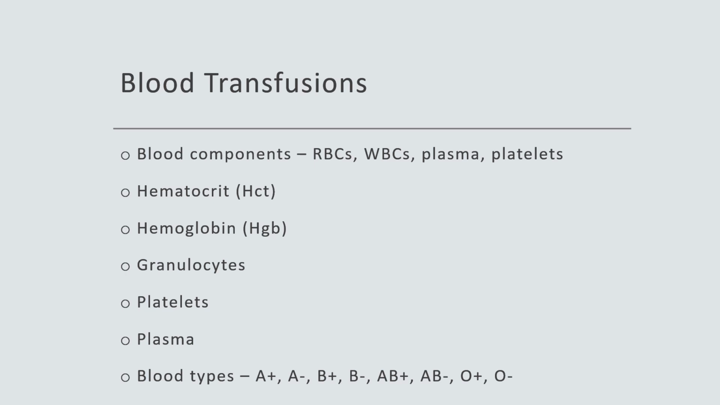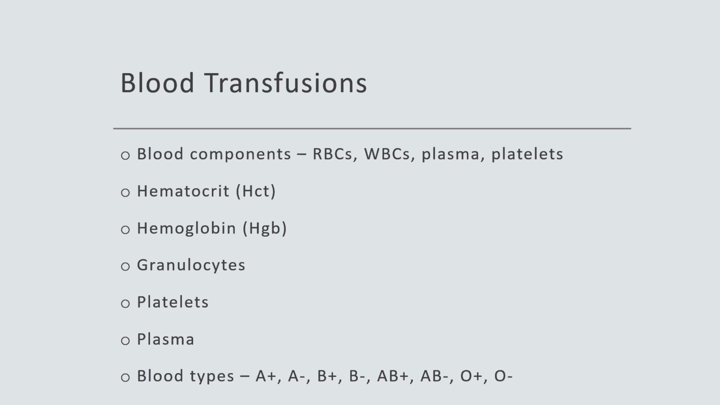Hematocrit is the percentage of whole blood that is made up of red blood cells. Hemoglobin is the capacity of the red blood cells to carry oxygen. Granulocytes are a component of whole blood obtained through apheresis. These are white blood cells that can be transfused to treat individuals who have neutropenia, or a low white blood cell count, or an infection that is not responding to antibiotics.